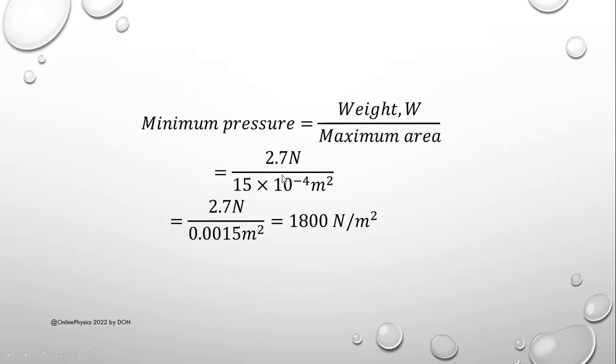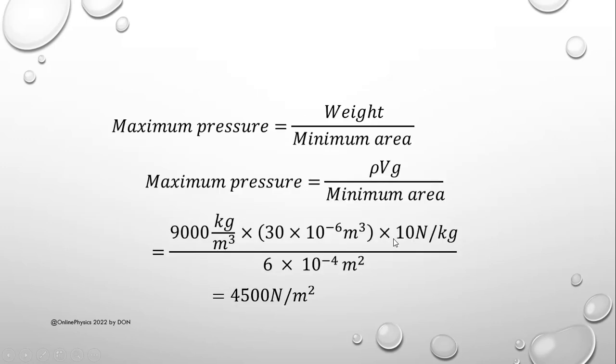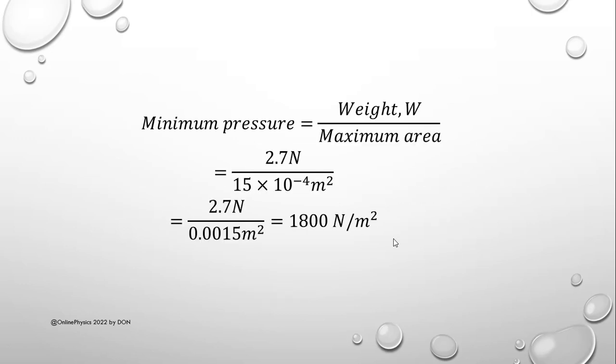Then going back to that diagram, which face will give us the maximum area? It is the face of dimensions 5 and 3. This face is a very big one, it's the maximum area. So it's 0.05 times 0.03, which gives us 0.0015 square meters. When you divide, we get 1800 newtons per square meter. That is now the minimum pressure in this question.